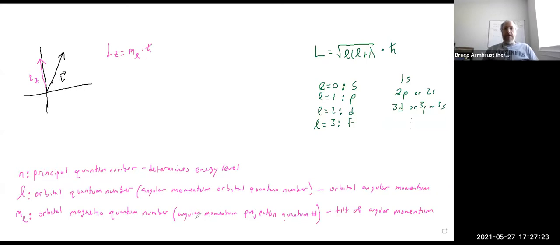Now, that's why the book calls it the angular momentum projection quantum number, because it's the projection of the angular momentum vector onto the Z axis. But again, you can see what I mean by it affects, or it helps determine the tilt of the angular momentum. So think about the options that we have for M sub L. I told you it can be 0, plus or minus 1, plus or minus 2, all the way out to plus or minus L. And I want you to see why that is.